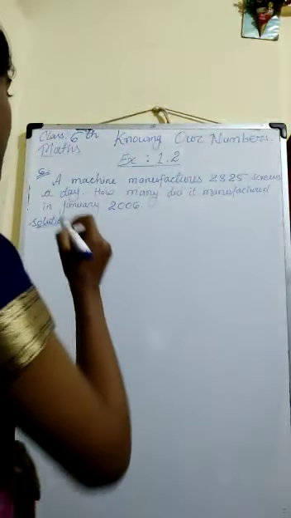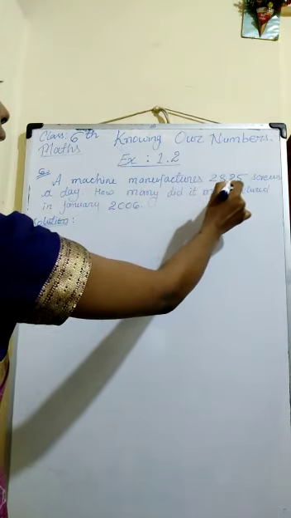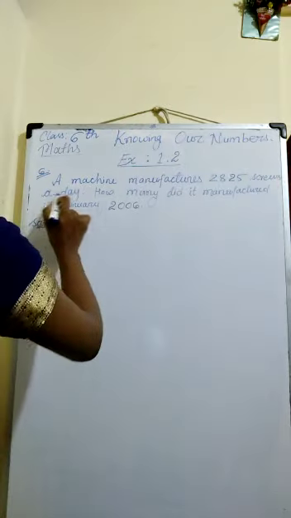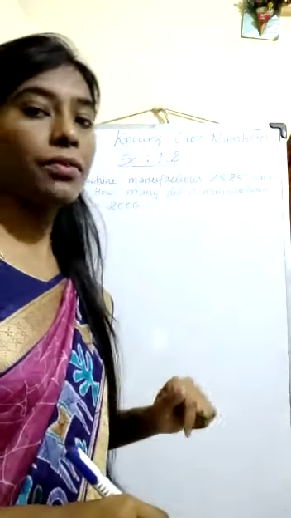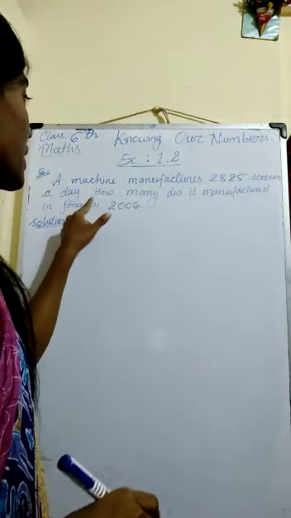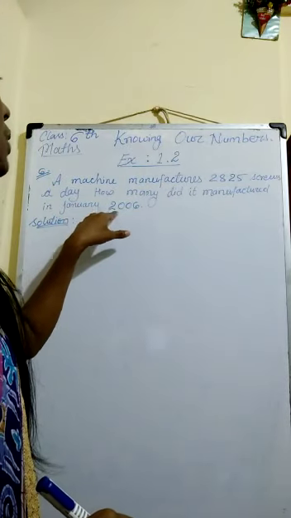Now we are going to start again with the next question, in which we have to see whether to multiply or divide. So now the next question is question number 6, in which a machine manufactures 2825 screws a day. In one day, the machine manufactures 2825 screws. The question is, how many did it manufacture in January 2006?